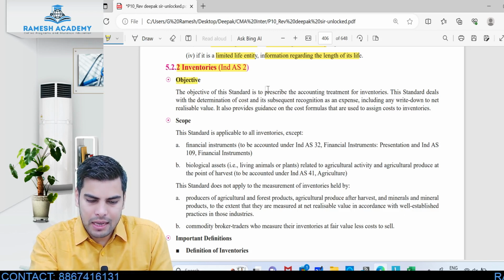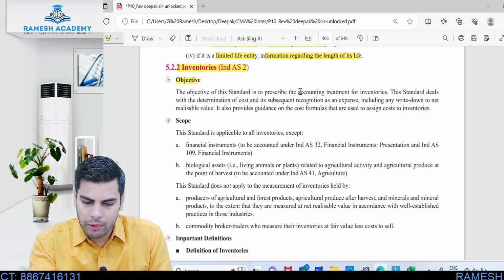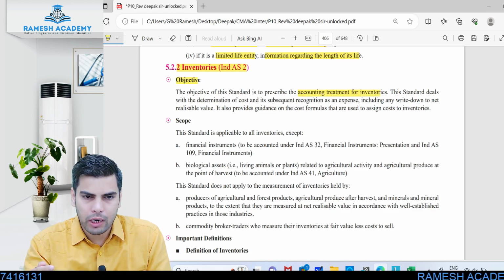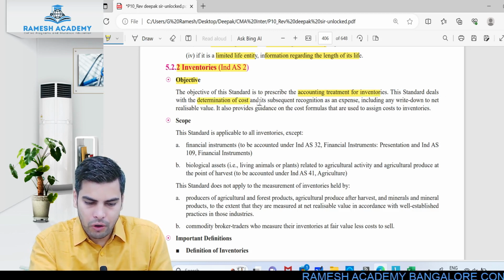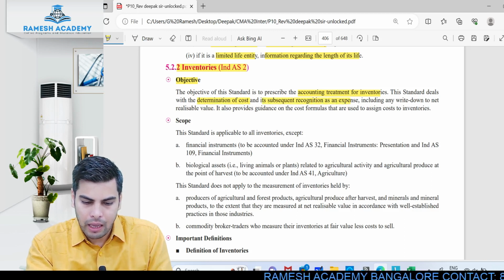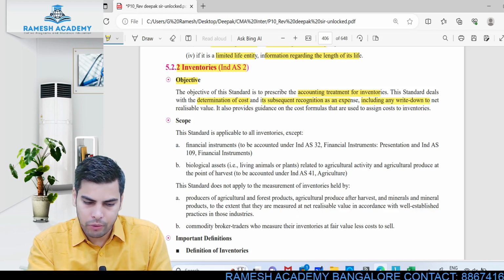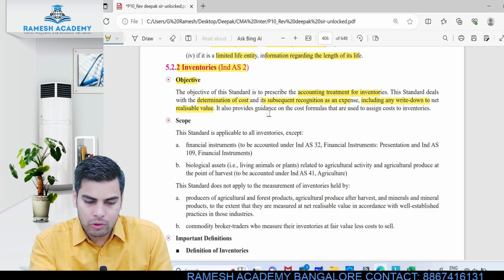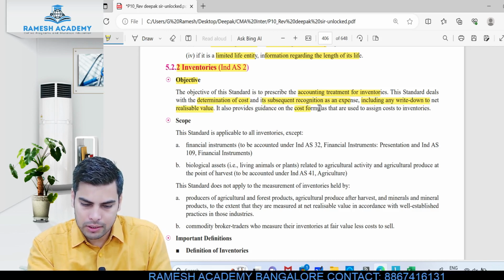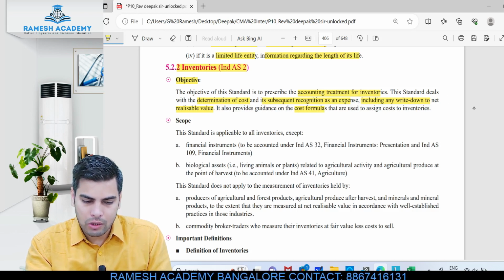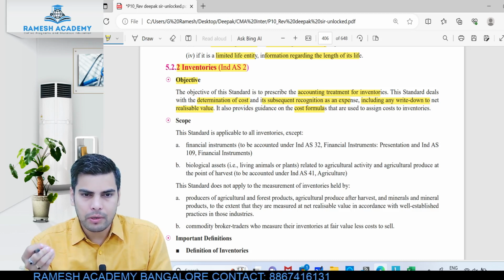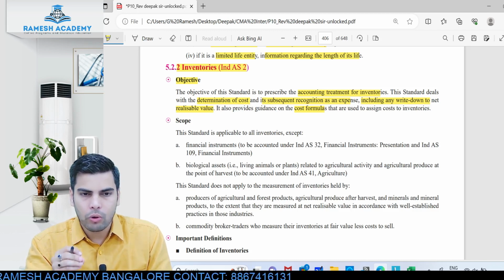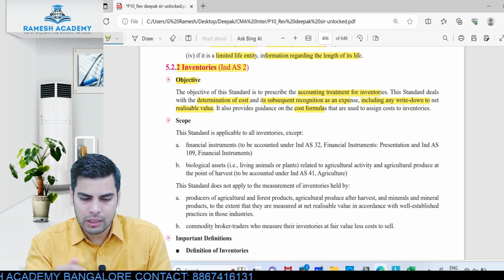Okay, so let's look at this particular objective. The objective of this standard is to prescribe the accounting treatment for inventory. How are we going to give the accounting treatment for inventory? That is the main objective of this particular Indian accounting standard. This standard deals with determination of cost and its subsequent recognition as an expense, including any write down to the net realizable value.